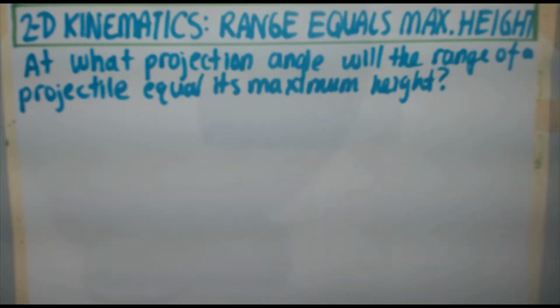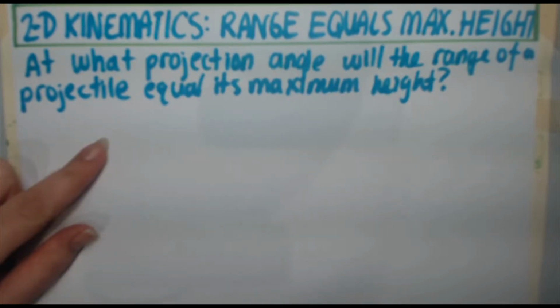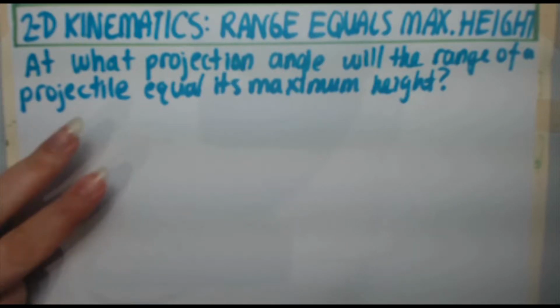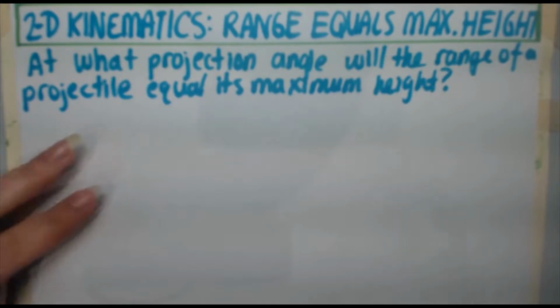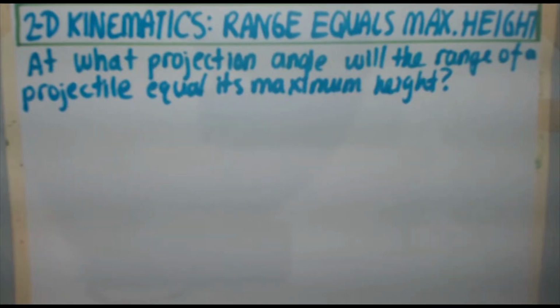Okay, so we essentially need two things. One, we need an equation for the range of a projectile, and two, we need an equation for the maximum height of a projectile. And we set those two equations equal to each other. That's how you want to think about this problem.